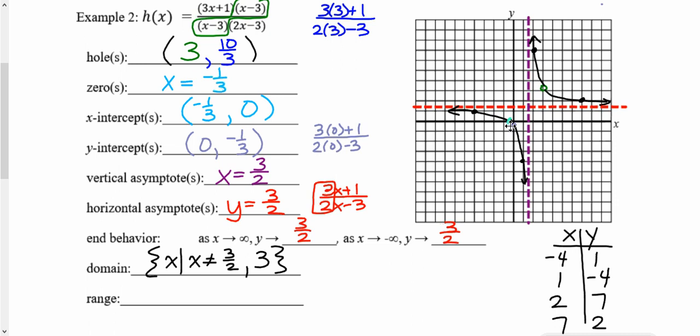So I just plotted. I made sure I had at least 3 points on each branch right here where I was graphing. I can still see the hole. I can still see the x and y intercepts. And now I'm ready to say my range.